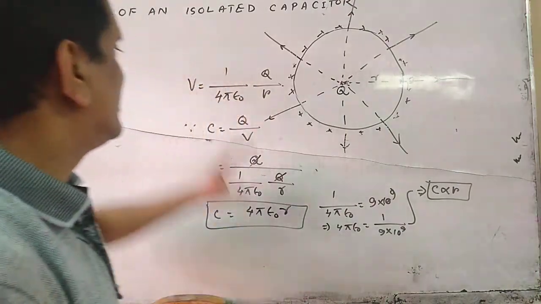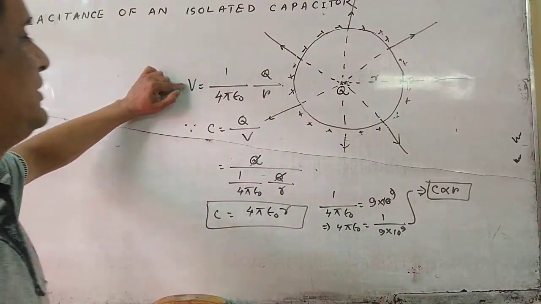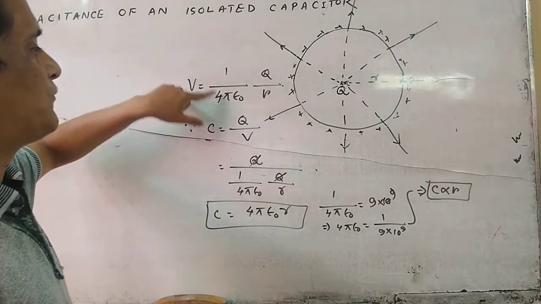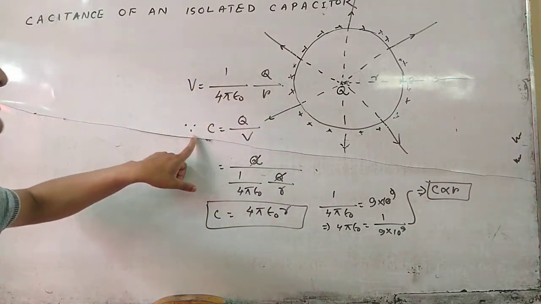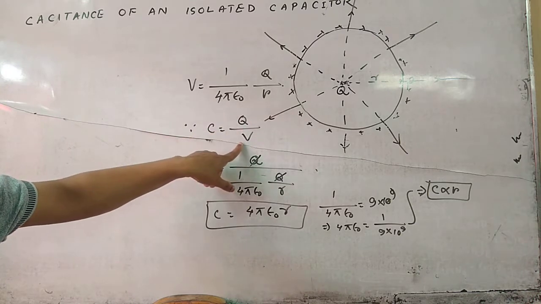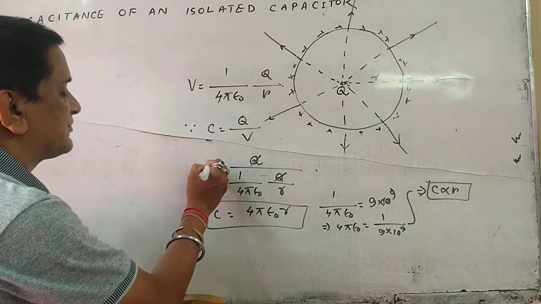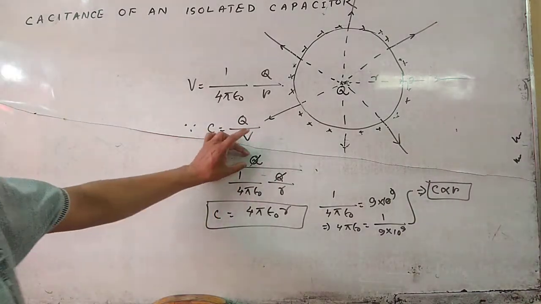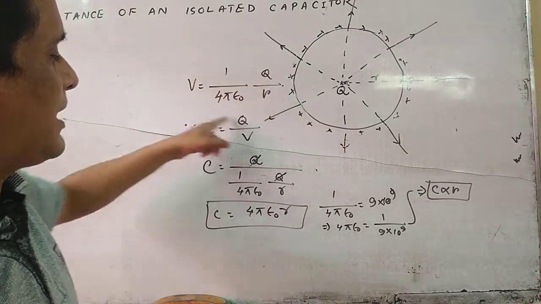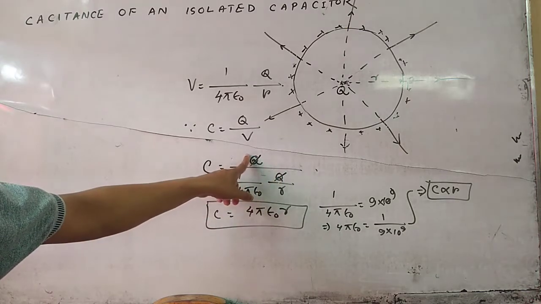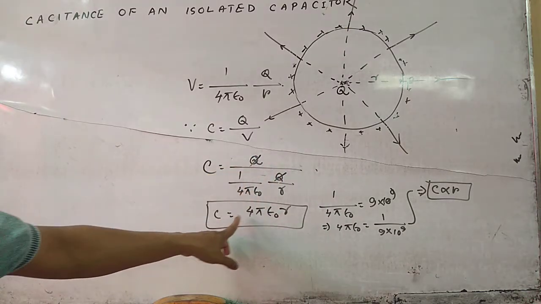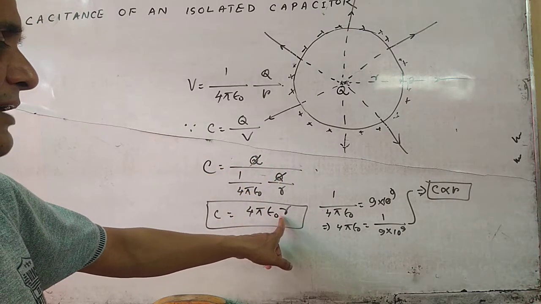According to the formula for potential, V is equal to 1 by 4 pi epsilon naught Q by R. Again, C is equal to Q by V. Therefore, C is equal to Q divided by 1 by 4 pi epsilon naught Q by R. This Q and Q will cancel out and we'll get C equal to 4 pi epsilon naught R.